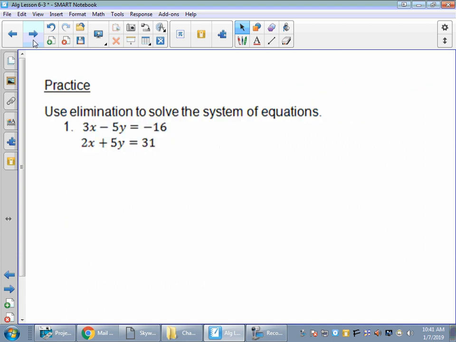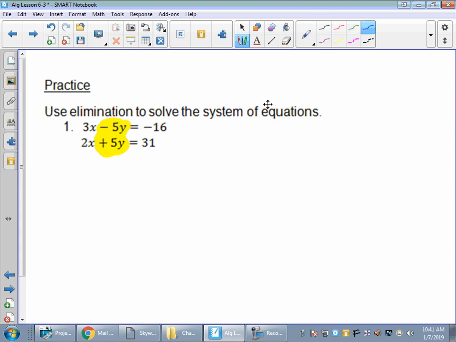This first one here: use elimination to solve this system of equations. If I look at the x's, I've got a 3x in the first equation and a 2x in the second equation. Those are not the same coefficients. But if I look at the y's, I do have the same coefficient. I have a 5 and a 5 here. So I might want to go by eliminating my y's. Then I ask, are they opposite signs? Yes, they are. This one is a negative, and this one is a positive. So I can go ahead and add those up, and I'll be able to eliminate the y right away.